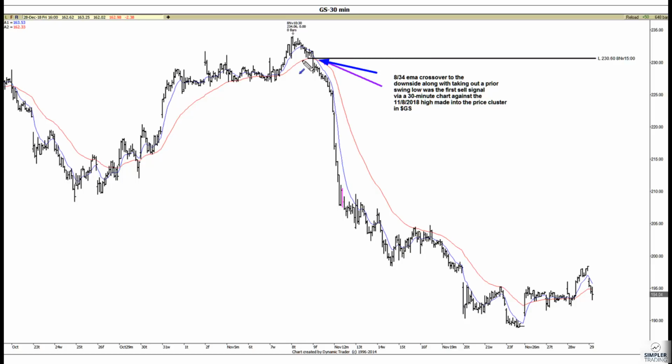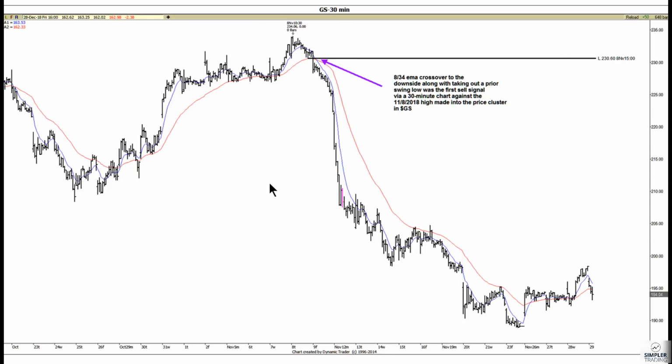And then you also want to look to the left and make sure that it took out a prior swing low, because in this case, we're looking for a short. So it did both of those things. And as soon as both of those things occurred, you could short Goldman and place a stop either above this high or above the high end of the zone. Okay, so it slammed into that cluster. You go down to the lower time frame chart, because the lower time frame trigger chart is going to get you involved closer to where your definition of risk is.